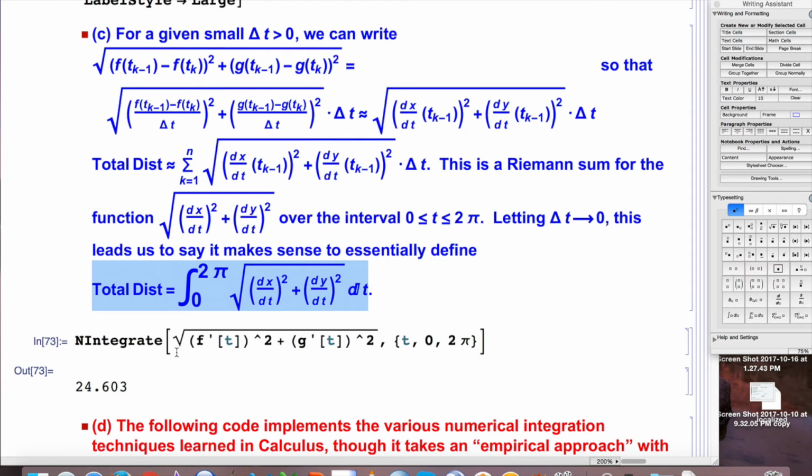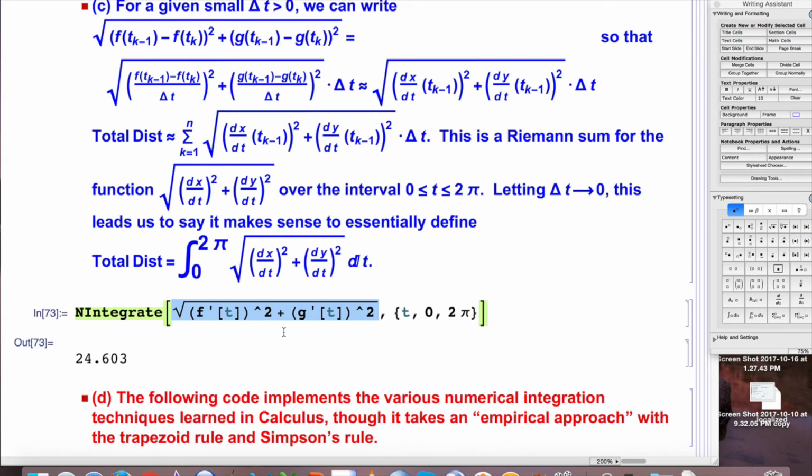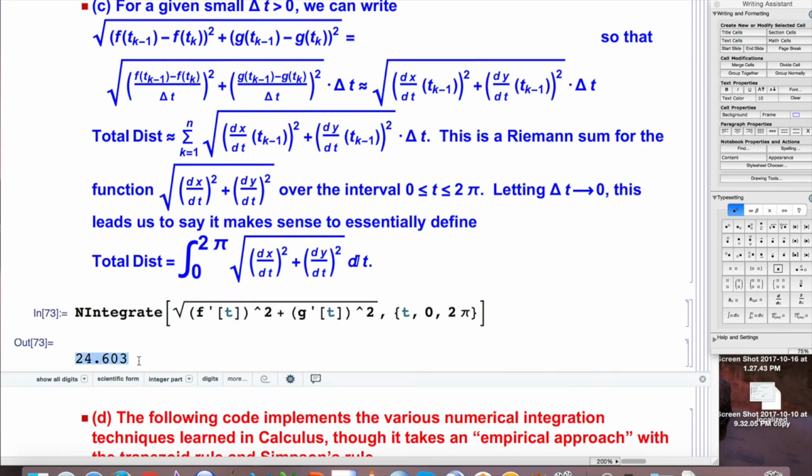The goal being to justify using NIntegrate for this function. We are integrating this function, the square root of the sum of the squares of the derivatives, which is the speed, as I've talked about in previous videos, over the interval from 0 to 2 pi. 24.603, again, would be our best approximation for the arc length or distance traveled along the curve.